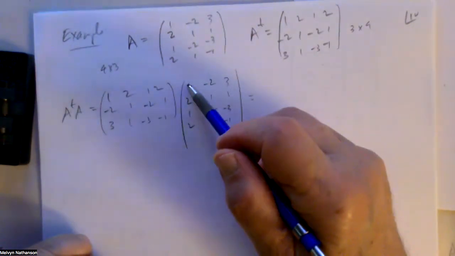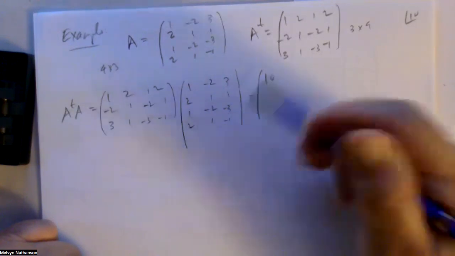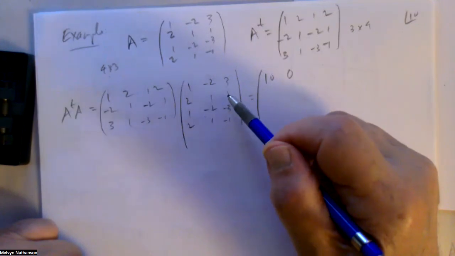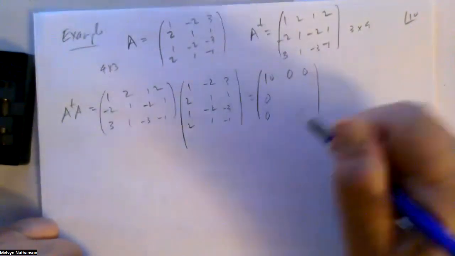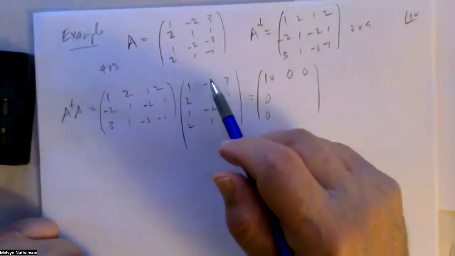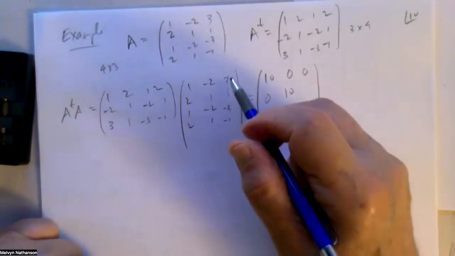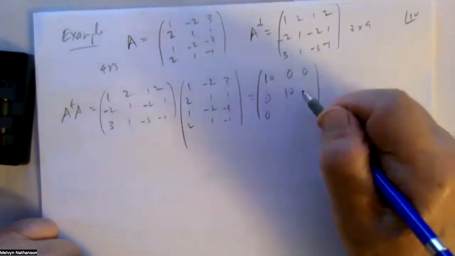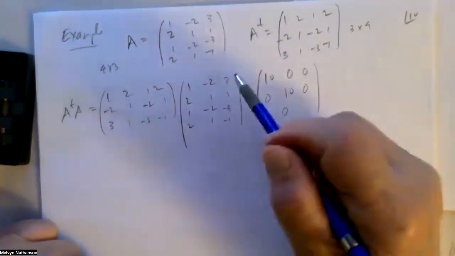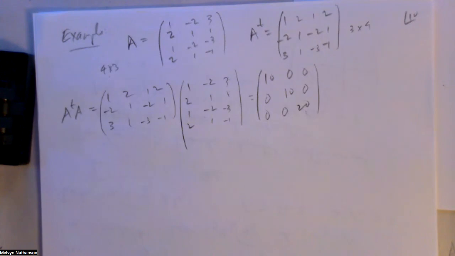So row into column, I get 1 plus 4 plus 1 plus 4 is 10. I get minus 2 plus 2, minus 2 plus 2 is 0. 3 plus 2 is 5, minus 3 minus 2, 5 minus 5 is 0. I know this is 0 because this is a symmetric matrix, so I already know this. What is the 2 by 2 entry? Second row into second column: 4 plus 1 plus 4 plus 1 is 10. Second row, third column: minus 6 plus 1 is minus 5, plus 6 minus 1, minus 5 plus 5 is 0. What's down here? 9 plus 1 is 10, plus 9 plus 1 is 20. So this is the matrix A transpose A.